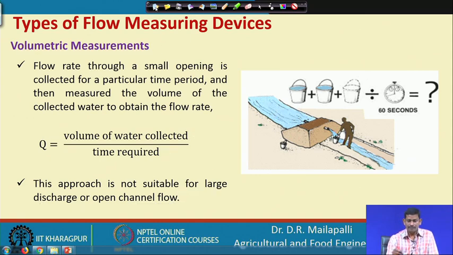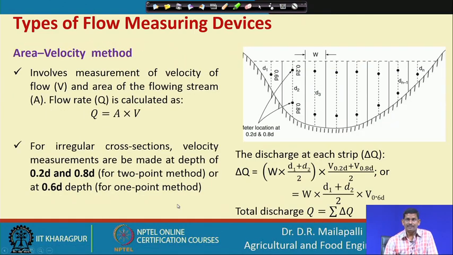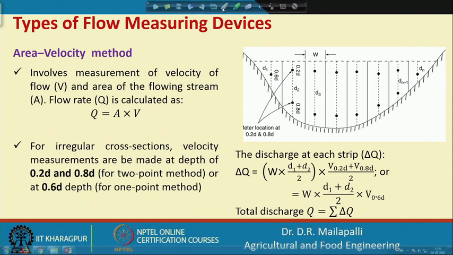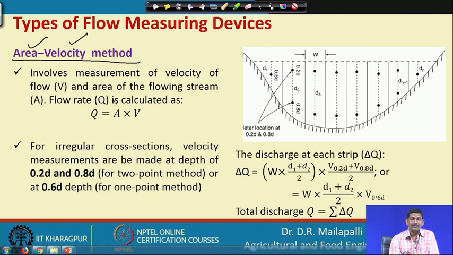Okay. Then the next is the area velocity method. The terminology indicates the area and velocity. We know the discharge is equal to area into velocity. That is why this method is called area velocity. It has two components: you have to measure area and you have to measure velocity, and then the product will give the discharge. So, this is the equation.